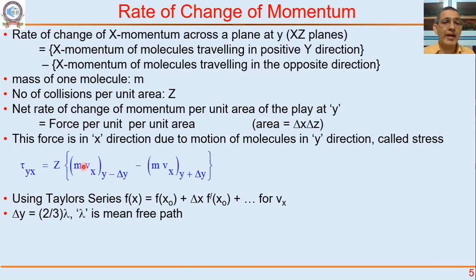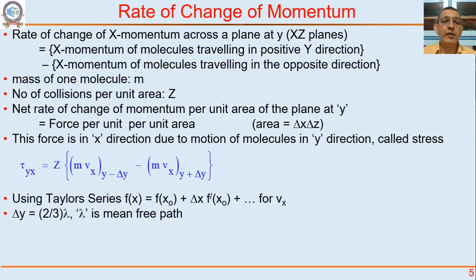What is now the rate of change of momentum per unit area? Per unit area of the plane. It is not play, it is plane. So what is the net rate of change of momentum at the plane y? At the plane y, if one molecule is transferring momentum, we need to multiply that by how many molecules are colliding per unit area.